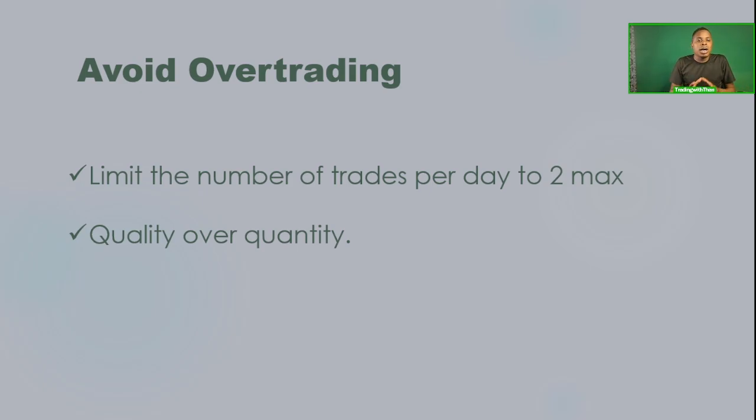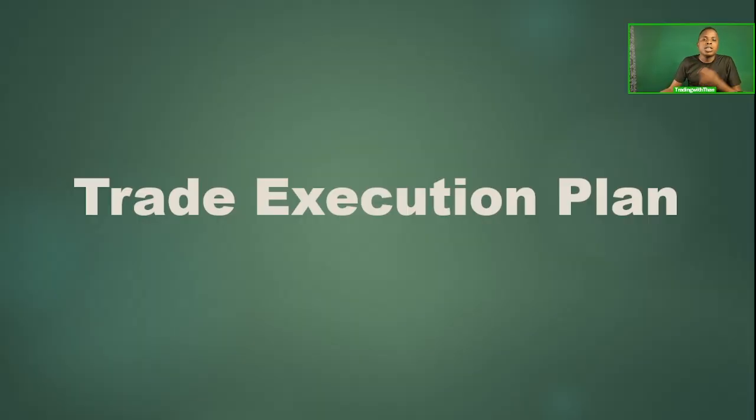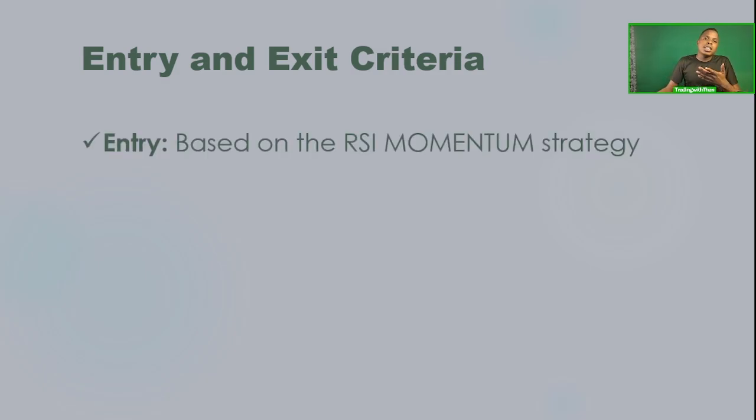Now, talking about placing the trades, let's now talk about how we enter into the market. And this is called the trade execution plan. So we want to know how we are going to be entering and exiting these trades. These are the entry and exit criteria for our strategy. First, we are going to talk about the entry. In this case, the entry is going to be based on the RSI momentum strategy.